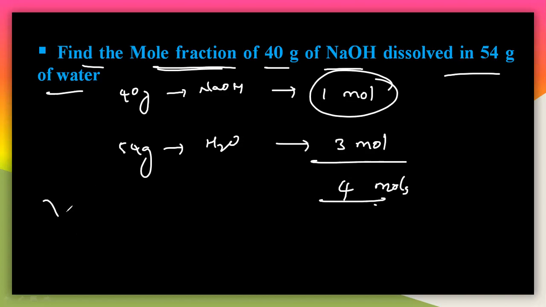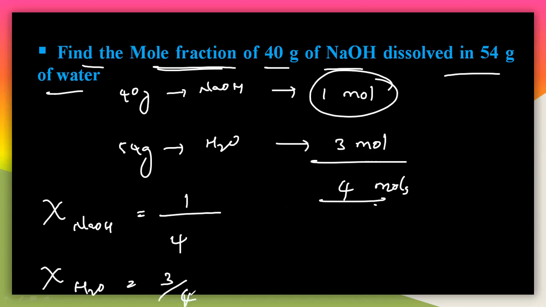Now here the mole fraction of NaOH is nothing but how many NaOH are there, that is 1 mole. Total moles will be 4, so 1 by 4. And H2O will be 3 moles, that is 3 by 4. So very simple: this is 1 by 4 and this is 3 by 4. So this is the mole fraction of NaOH and H2O.